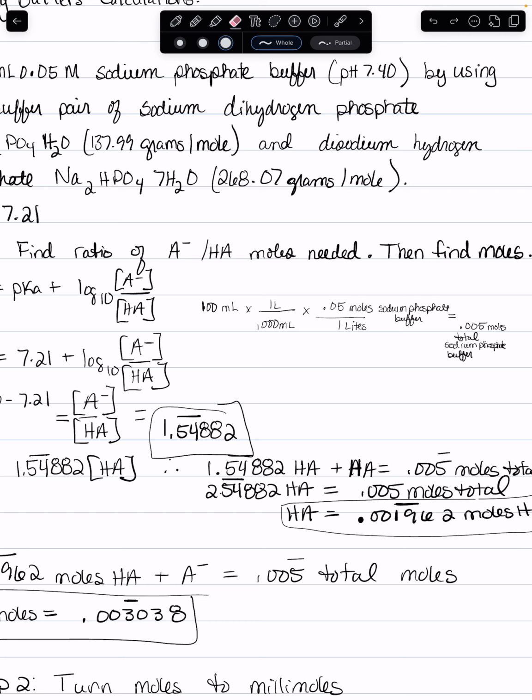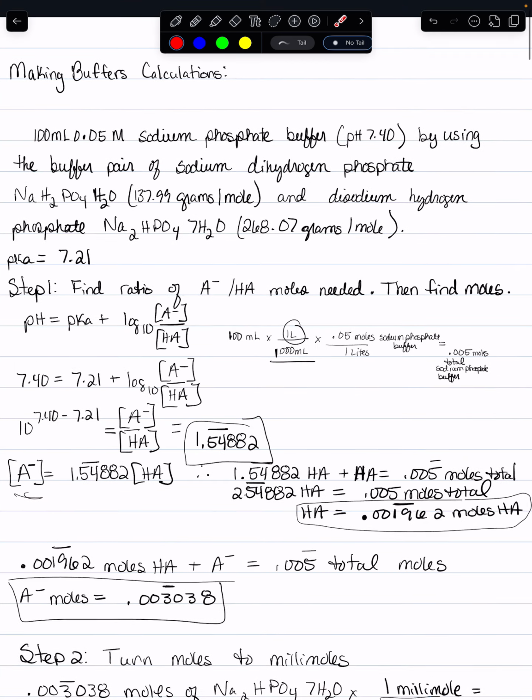Oh, no, this is 1,000. Okay, 1,000 milliliters equals 1 liter. There we go. Then you're just going to turn that into moles, and you're going to find that it's 0.005 moles. So you just take the volume, turn it into liters if it's not already in liters, and then multiply it by the desired molarity of your solution, which is 0.05 moles per liter, because that's what molarity means.